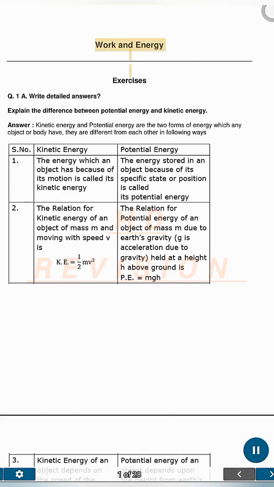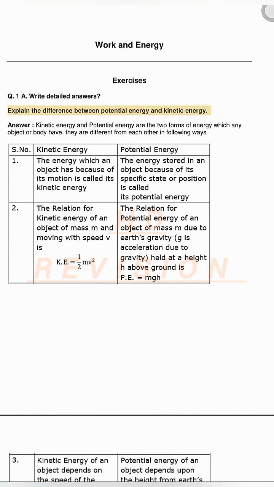Work and energy. Exercises. Q1. A. Write detailed answers. Explain the difference between potential energy and kinetic energy. Answer. Kinetic energy and potential energy are the two forms of energy which any object or body has. They are different from each other in the following ways.